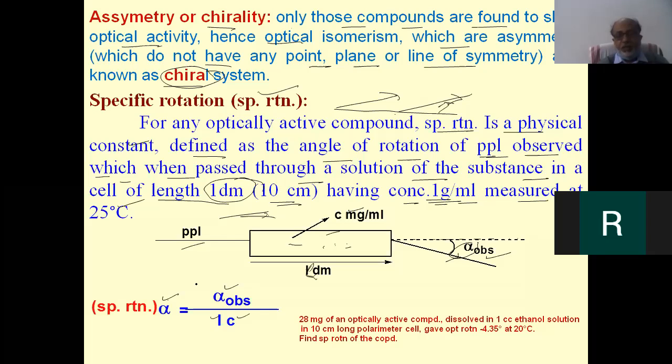Find the specific rotation of the compound. Find the specific rotation of the compound. So this one you will calculate and give me the answer.